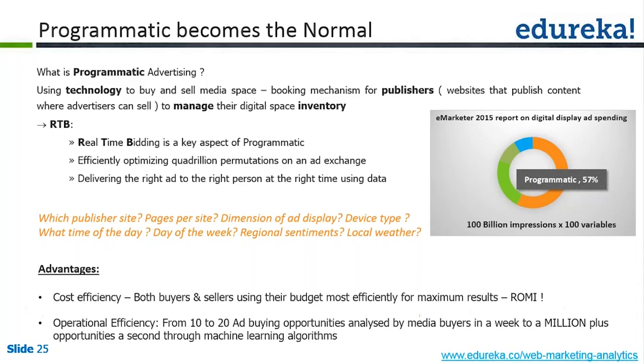Now RTB automates all of this, right? The whole media buying process is no longer subject to somebody's whims and fancies or moods. We're trying to automate the whole process of buying media space on websites, so we can deliver ads in the most efficient and cost-efficient manner. So we're talking about cost efficiency, and we're talking about operational efficiency, right? We've gone from buying 10 to 20 ads to a million-plus opportunities a second, and this is all possible through machine learning algorithms.